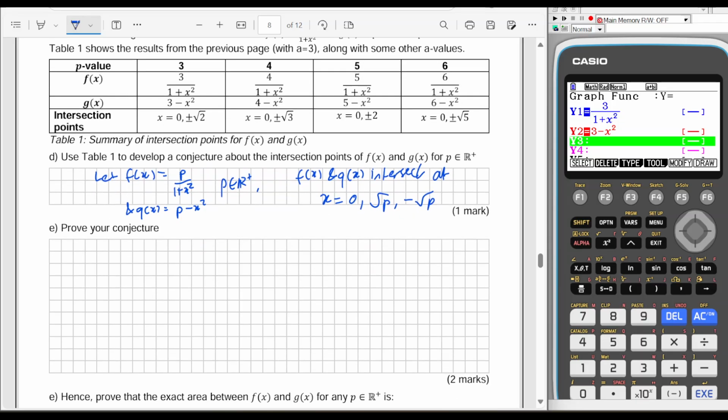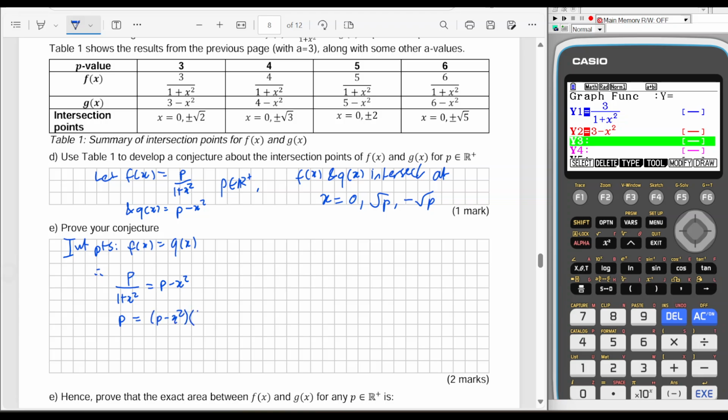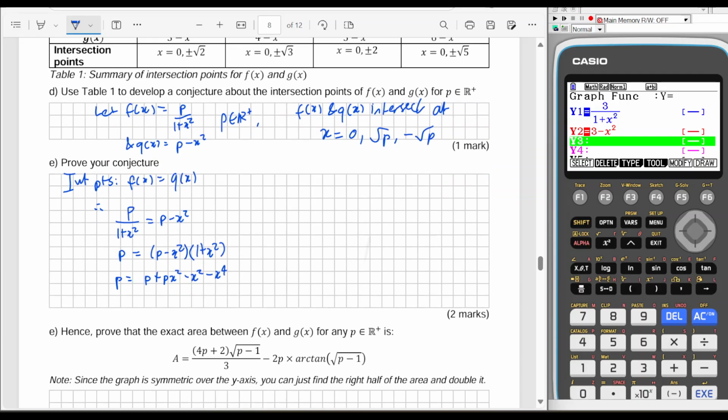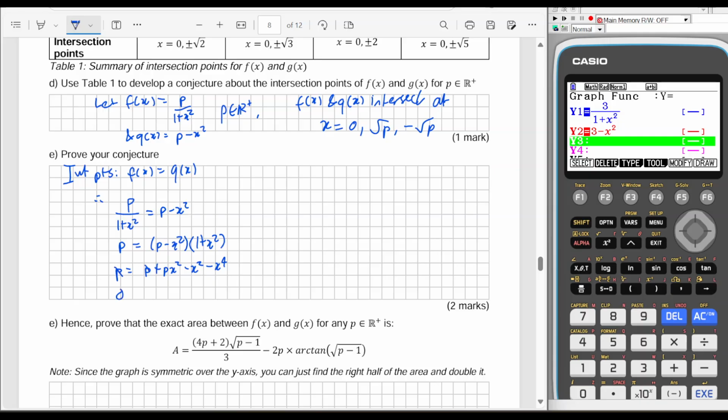So to prove our conjecture, we want to find the intersection points. f of x equaling g of x. So that would tell us that p over 1 plus x squared equals p take x squared. So that would tell us p equals p take x squared and 1 plus x squared. And so p is p plus px squared take x to the 4. And we can cancel off the p on both sides. So that's 0 is px squared take x squared.